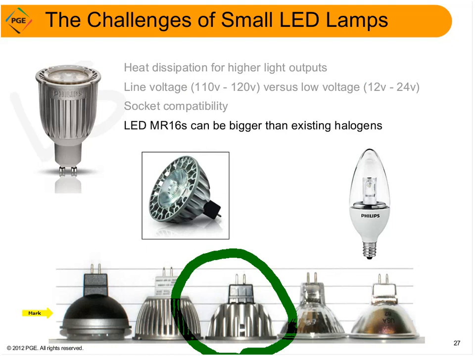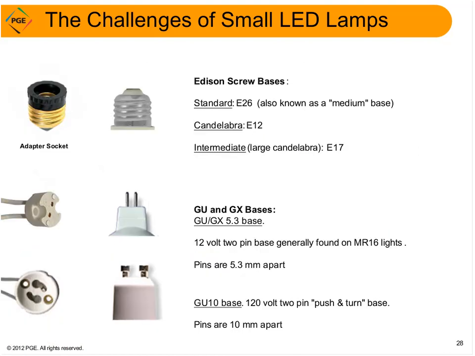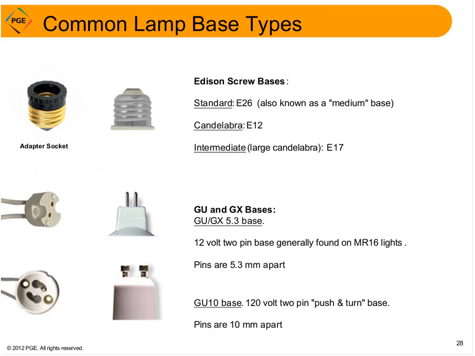So it might be okay if the lamp sticks out a little bit from some fixtures, but they may not fit in others. So again, you need to try them out before you buy a large quantity. Most of the larger PAR lamps come with the standard Edison screw bases. And many of the candle style bulbs come with a smaller base, and you can get an adapter socket if you need to put them in a regular socket. And these operate at 120 volts.